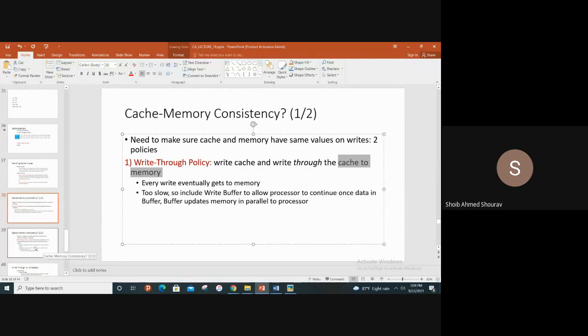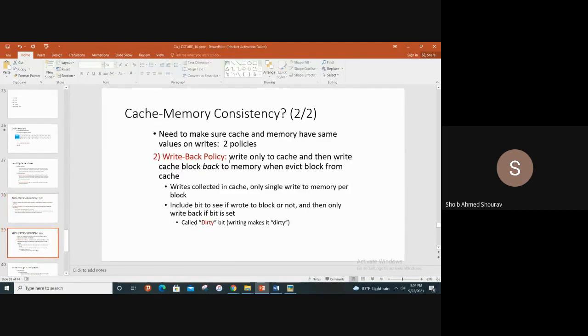Okay. And what is the write-back policy? It is the reverse one. Write only to the cache from the memory, then write the cache block back to the memory when the block is evicted from the cache. In the write-back policy, we are going to write only to the cache. We take some portion of the memory from the RAM and write it to the cache. Then if space is needed in the cache, we write back to the memory as well. Let me explain this again in Bengali.